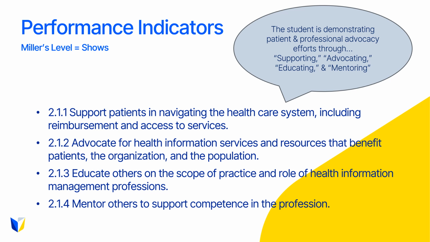So think about it this way. The student is demonstrating patient and professional advocacy efforts through, if you change the first word to an action verb on each one of these, there's your performance indicator that you can measure. So we have supporting patients in navigating the healthcare system, including reimbursement and access to services. Advocating for health information services and resources that benefit patients, the organization, and the population. Educating others on the scope of practice and role of health information management professions. Mentoring others to support competence and professional.